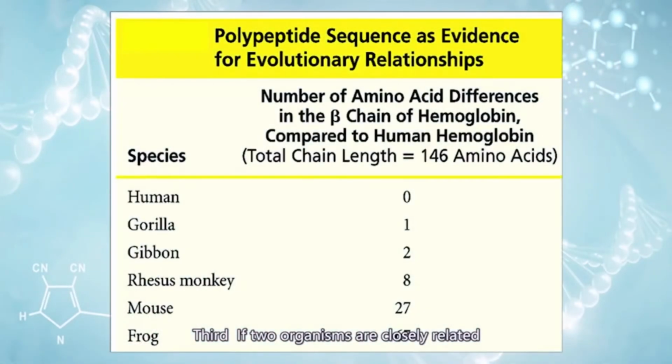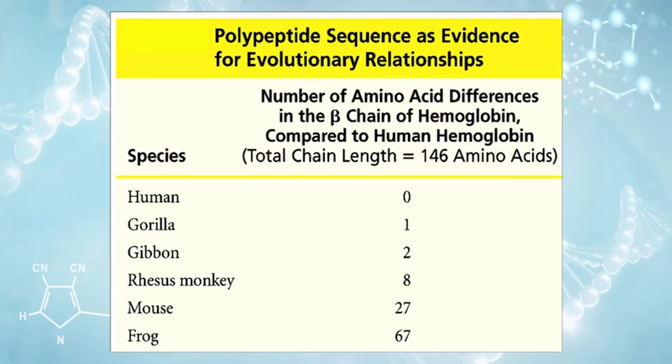Third, if two organisms are closely related, the sequences of their genes and proteins should be similar. The sequences increasingly diverge as the evolutionary distance between two organisms increases. Therefore, amino acid sequence in the primary structure of proteins can provide important evolutionary information. By comparing the primary structure of proteins that are widely distributed among different species, we can understand the evolutionary relationship between species.